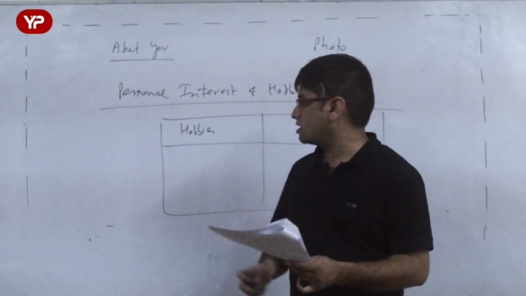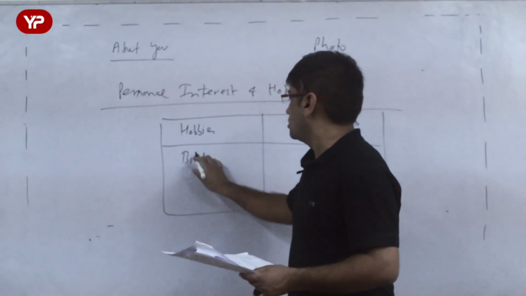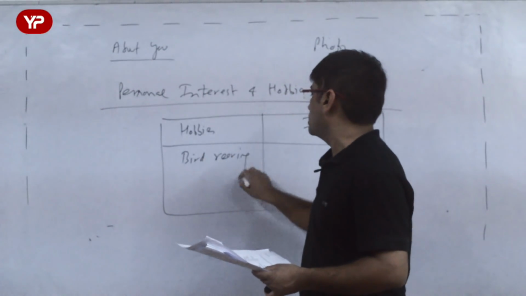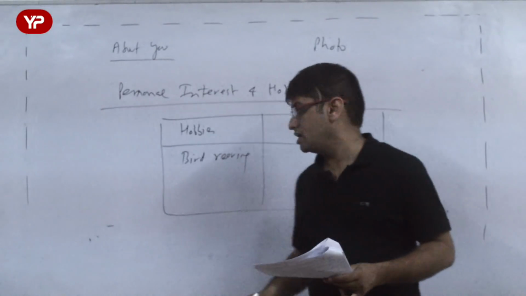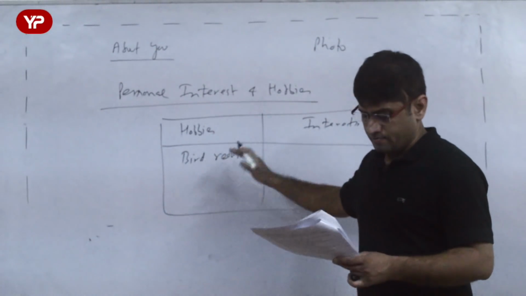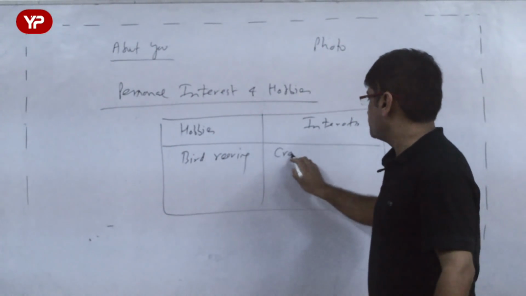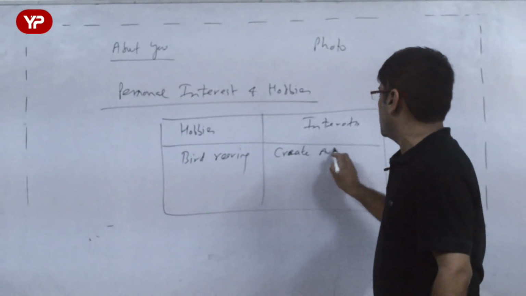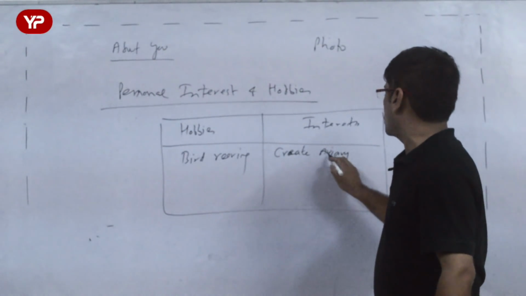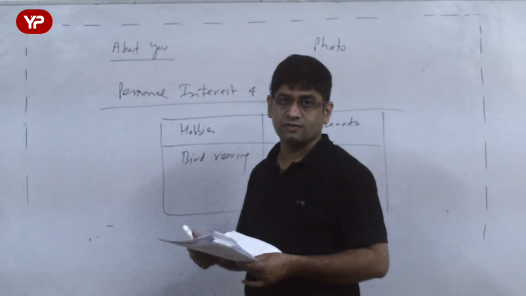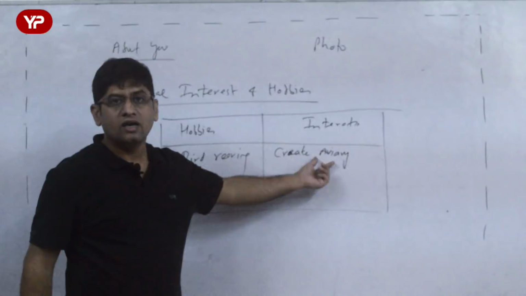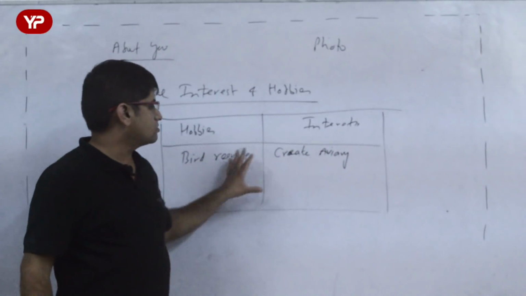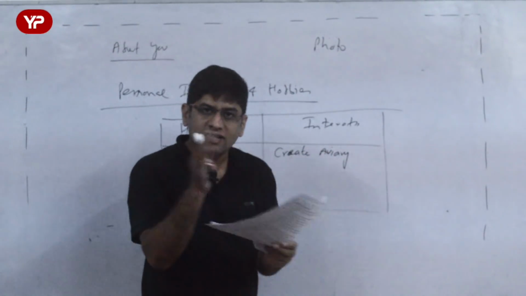Now let me give you an example. Bird rearing is my hobby. Let us say I feed the birds and give them water. This is a hobby which I am doing every day. Then you can say create aviary. An aviary is nothing but the place or cage in which I keep the birds. So I want to create an aviary for myself in future because my hobby is rearing birds. So that is interest and hobby.